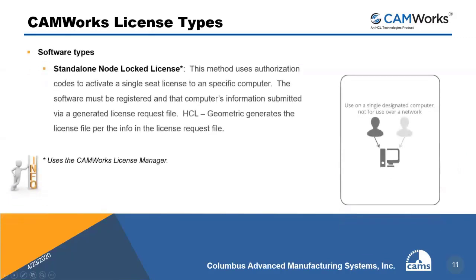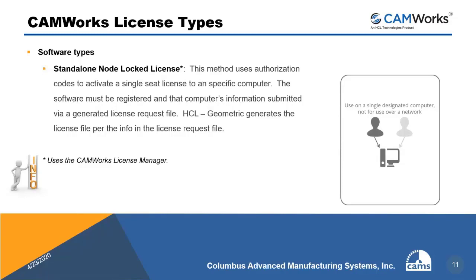Okay, the next type we have is the software type. And there are two software types of licenses we offer. One is the standalone node lock license. This method uses authorization codes to activate a single seat license to a specific computer. The software must be registered and that computer's information submitted via a generated license request file. HCL Geometric generates the license file per the info in that license request file.